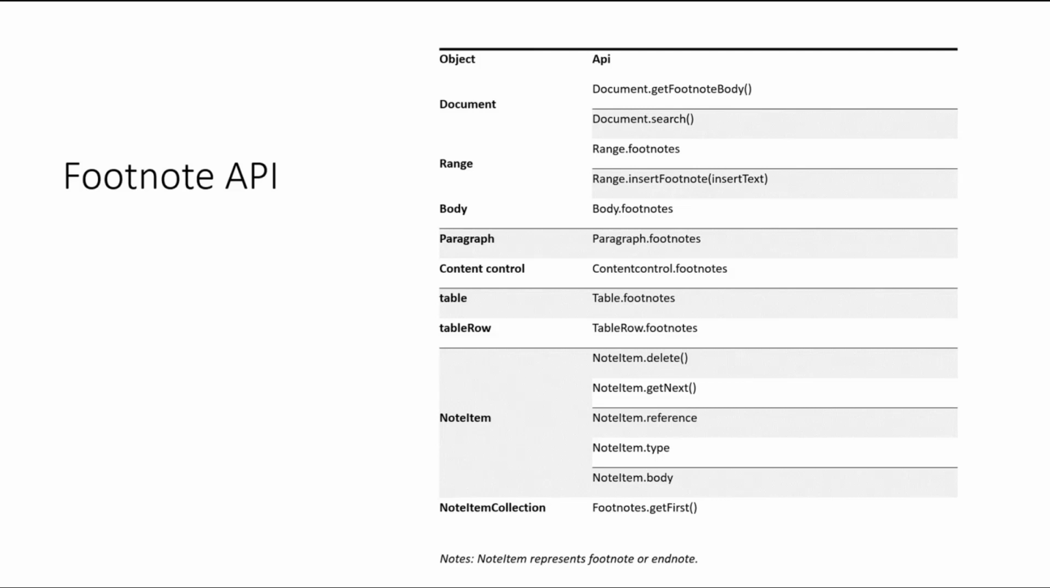The footnote itself we named note item, not footnote, because it will support both footnote and endnote. For the first release, we will only support footnote, but in future, the note item can be either a footnote or an endnote, and you can get the type from noteItem.type. Okay, so this is the footnote API.